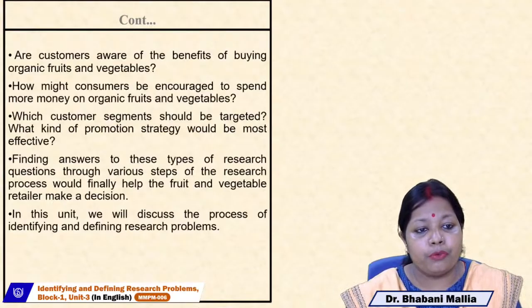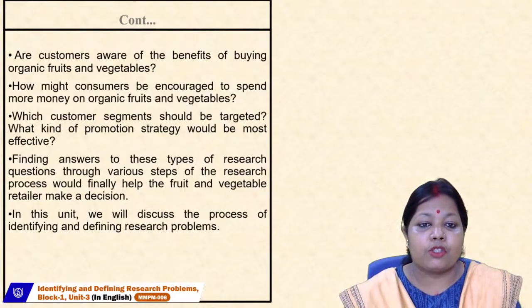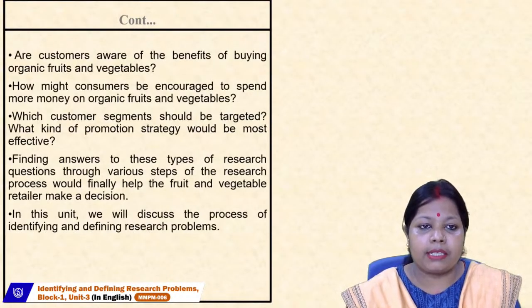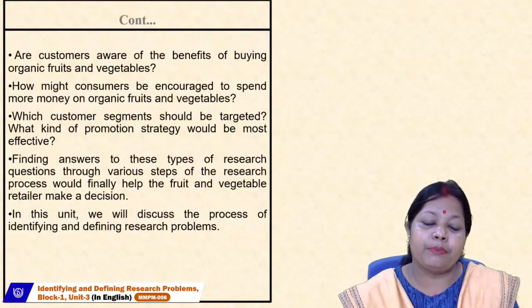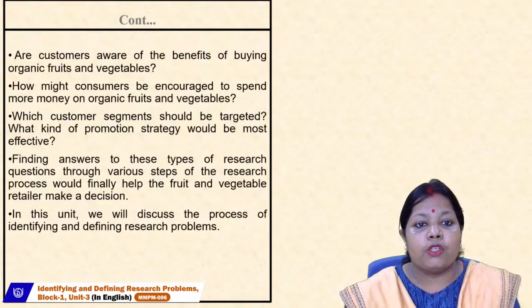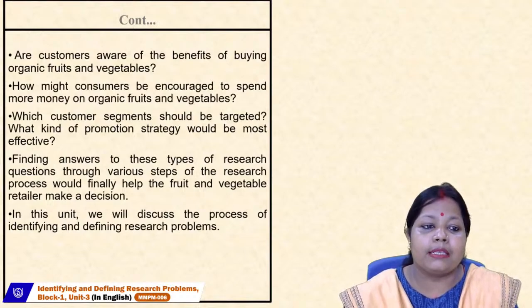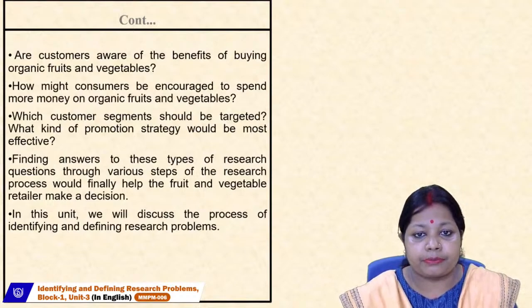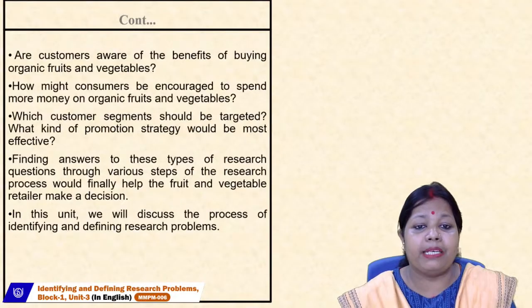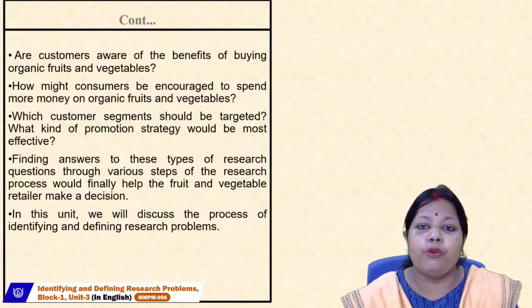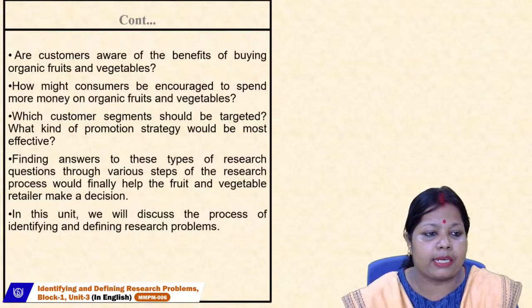Then the third one is which customer segments should be targeted. So we cannot say that even if there is an awareness program or there is a significance of organic fruit and vegetables, that everybody can purchase or can afford this. So it means a few people or a small population are the customers of this kind of fruits and vegetables. It means the third question says we have to segment this or we have to target this. What kind of promotion strategy would be most effective? Then we will think about that.